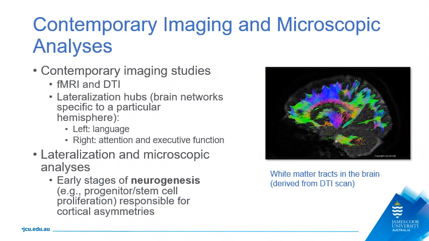Contemporary imaging studies using fMRI and DTI show lateralization hubs. The left hemisphere has been shown to be highly involved in language, while the right has been shown to be highly involved in attention and executive functioning. Lateralization and microscopic analysis have also shown early stages of neurogenesis, such as progenitor cell proliferation, which is responsible for cortical asymmetries.